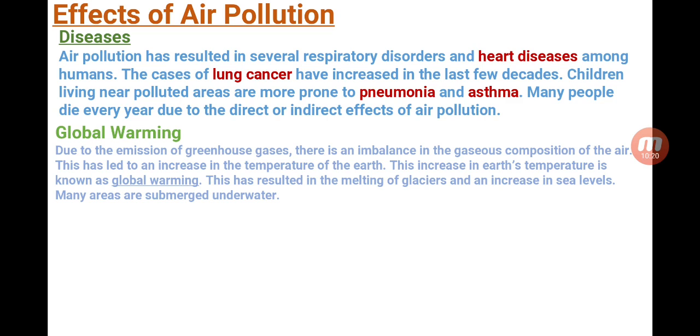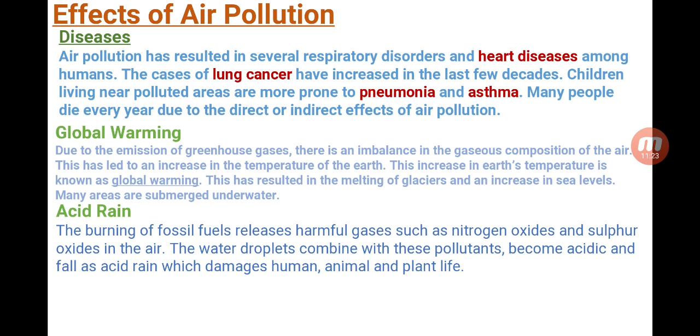Global warming due to emission of greenhouse gases. This is an imbalance in the gas composition of the air. This has led to an increase in the temperature of the earth. This increase in earth's temperature is known as global warming. You know, when the temperature of the earth is increasing, it is called global warming. This has resulted in the melting of glaciers and an increase in sea level. Because of global warming, glaciers are being melted and many areas are submerged under the water. That is a major problem. Many areas are submerged under seawater, under the water generated after the melting of glaciers.